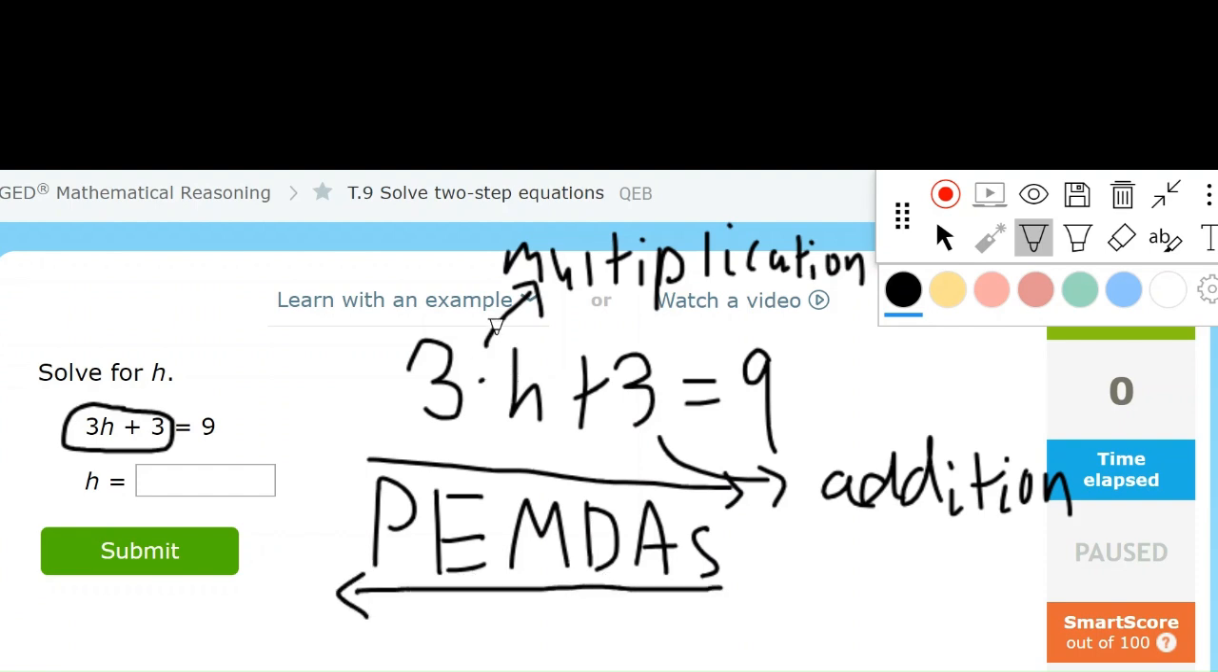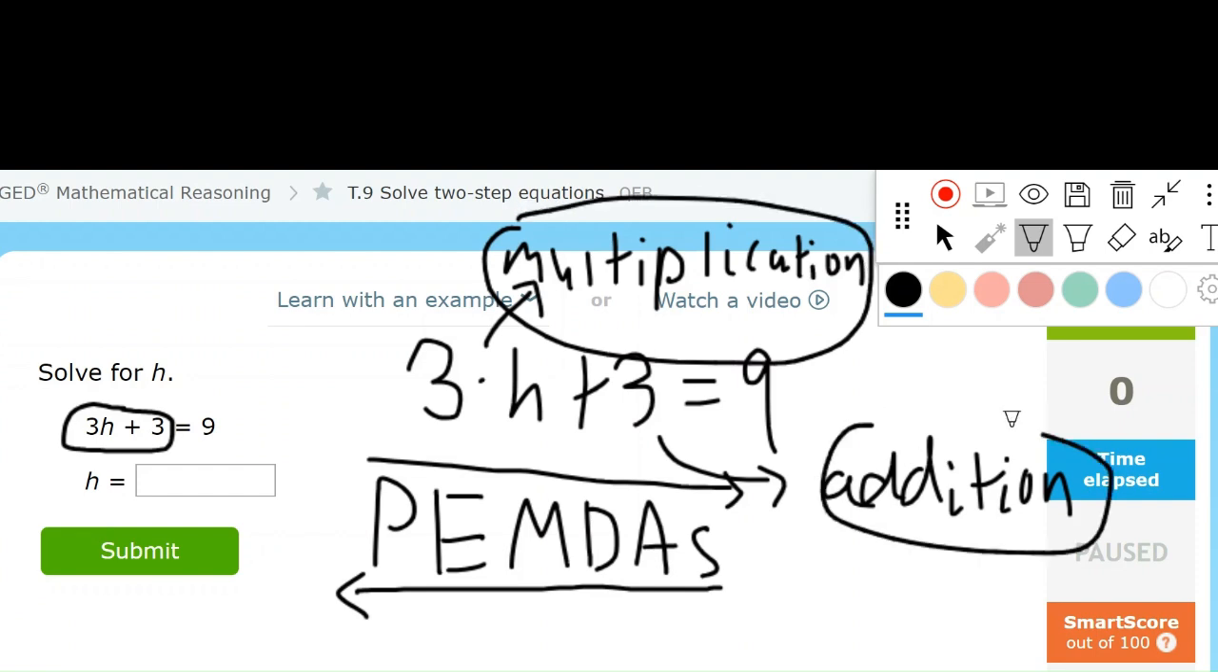Well, notice how we have multiplication here and we have addition here. According to PEMDAS, we should do multiplication first and then addition. But because we're solving for a variable in an equation, we have to go in the reverse order. What does that mean? That means we have to deal with the addition first.